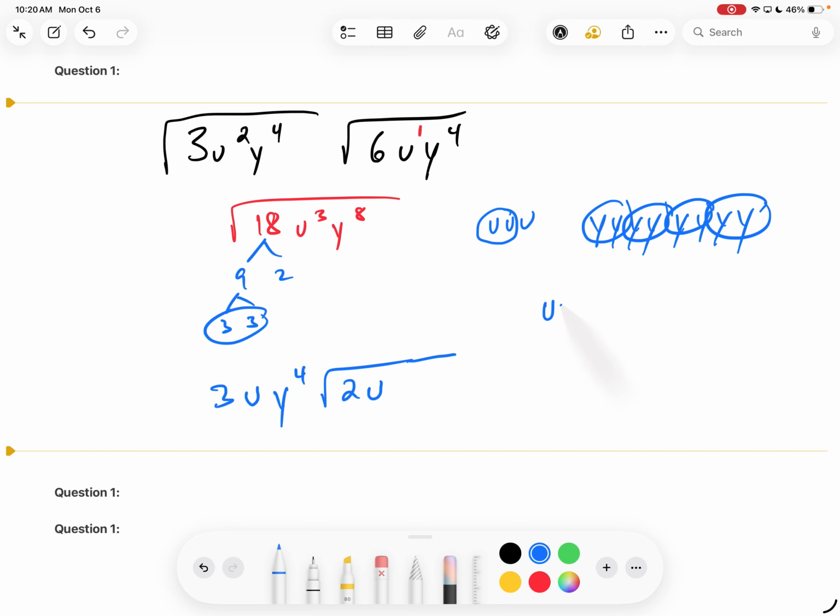The other way to do it is divide it by 2. 3 divided by 2 is 1 with a remainder of 1. So 1 comes out, 1 stays in. My Y's, 8 divided by 2 is 4. So that means 4 comes out. And if you want to write a remainder of 0, 4 comes out and 0 stays in.